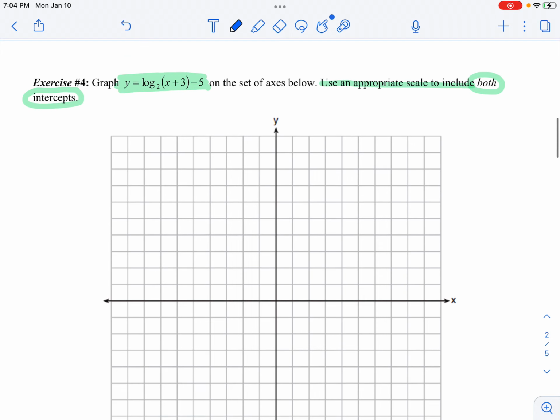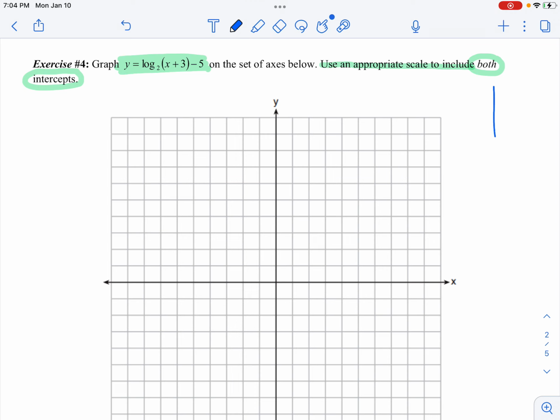Now, just to review our parent function of a logarithm, what we did on day, I guess, 3. Log functions that are not transformed do go through the point (1, 0), and they have an asymptote that is the y-axis, so they don't actually have a y-intercept. But this log function is being shifted 3 to the left and 5 down. So if it's going to be shifted 3 left and 5 down, this graph is actually now going to come in contact with that y-axis.